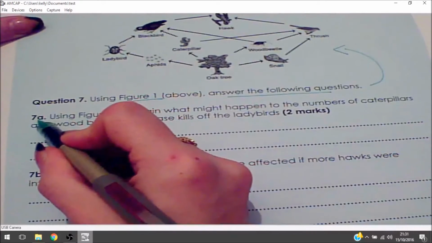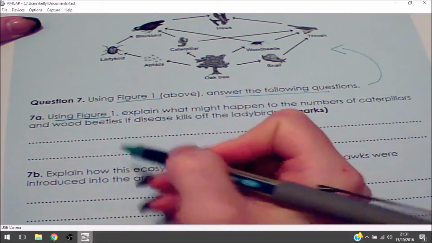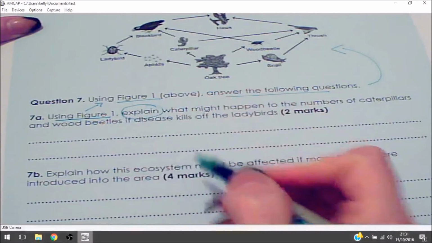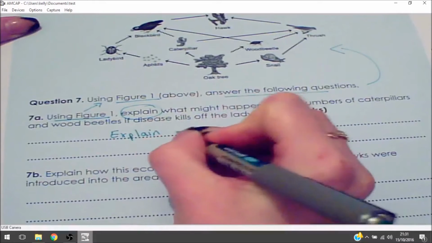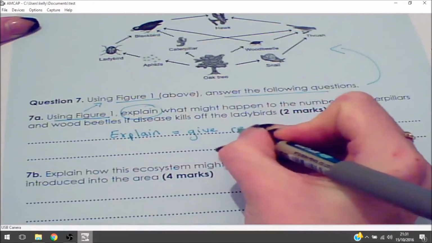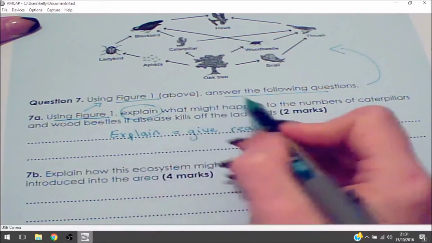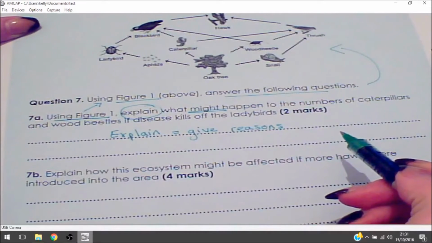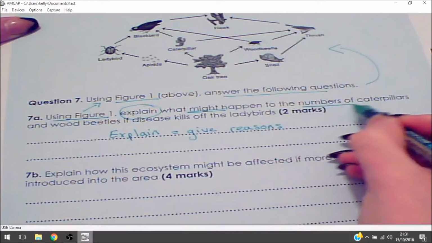So again, let's look at question 7a. Using figure 1, so using the same type of language as above. This time it's asking you to explain. Now think about what the word explain means. To give reason. Now we have to explain what might happen. So this is not you saying what will happen, but what potentially could happen. And it's asking you to focus on the number of caterpillars.